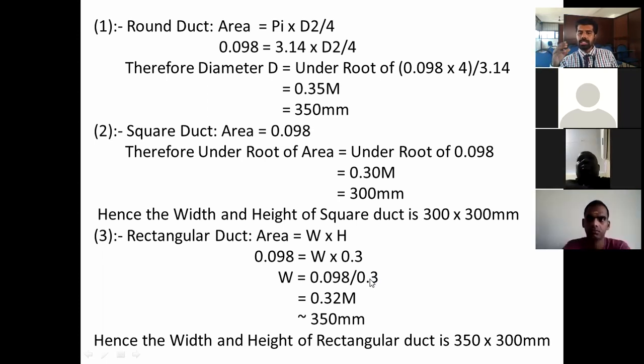Usually when you are designing, if you get the width as 0.32, which means 320 mm, when you are actually giving it, you just round it and give it as 350. So this is approximately, you just round it and write 350 mm. That's all.